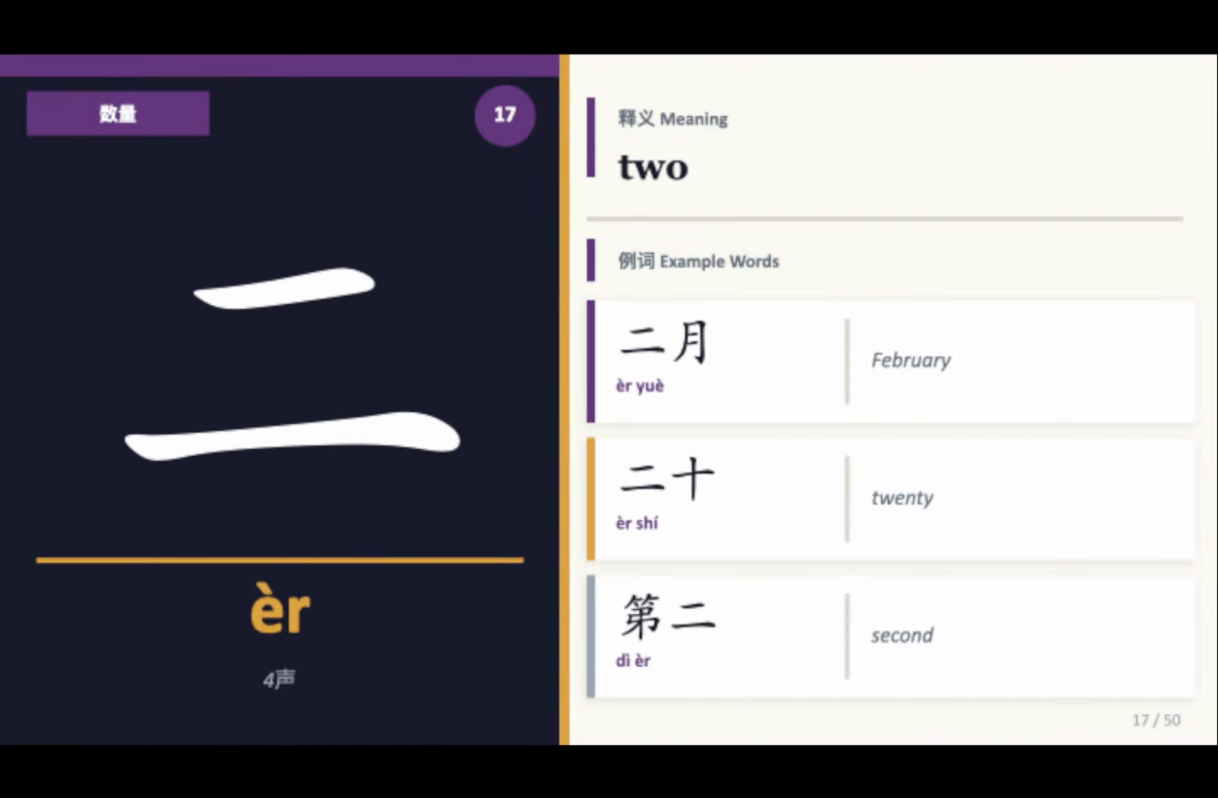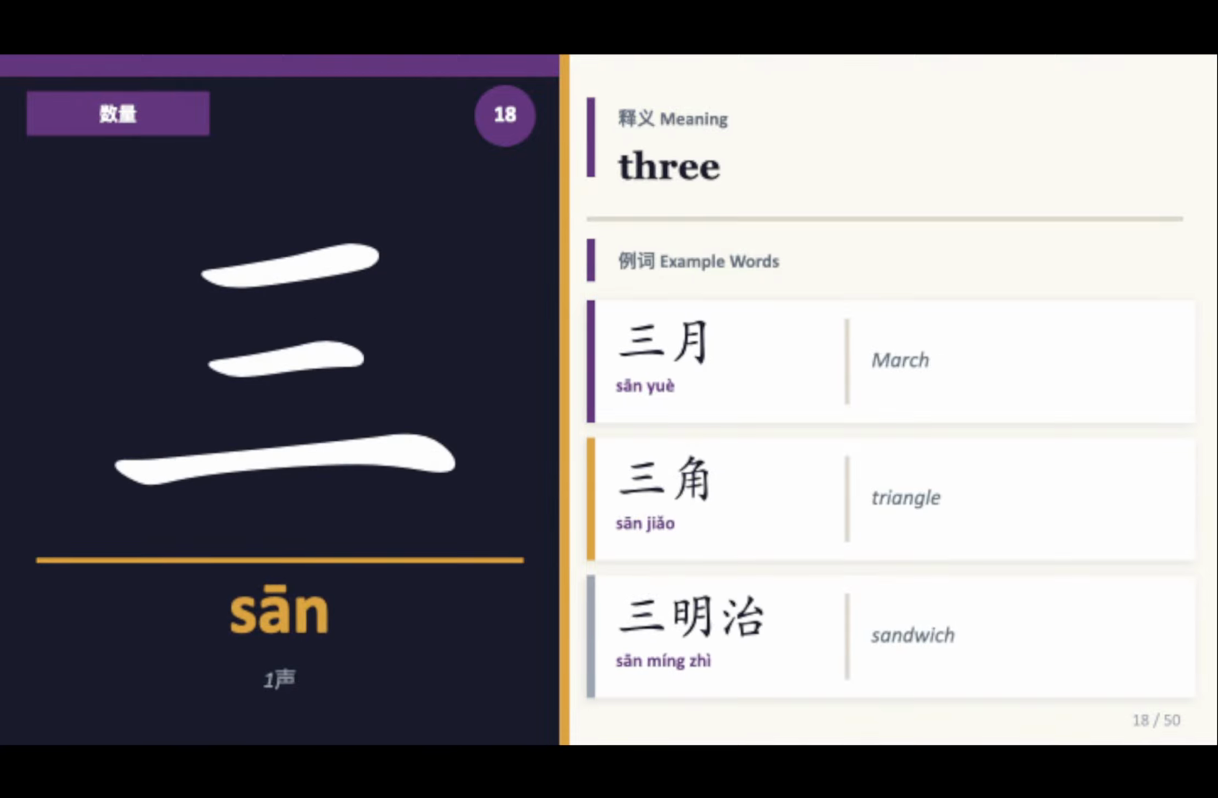And 二. 二 is two. For example, 2月 is February. Remember, all the months in Chinese is numbered. So the second month of the year, February, is 2月. And 2 tenths, 20. And second, 第二. You add the 第 in front of the numbers, 把第放在所有的数字前面，那么就是ordinal numbers. 第二.